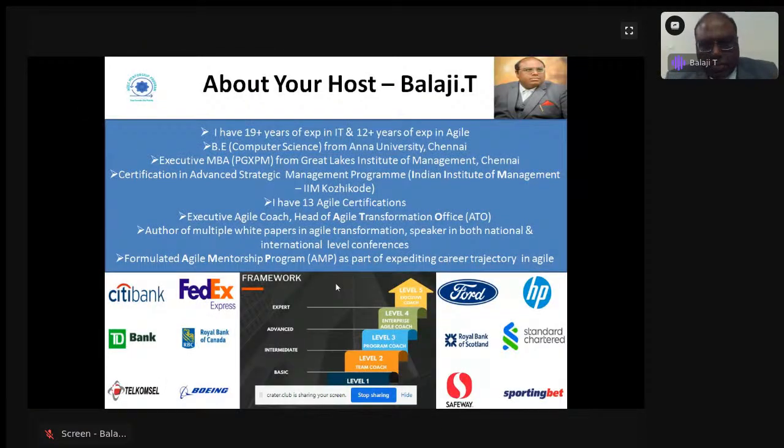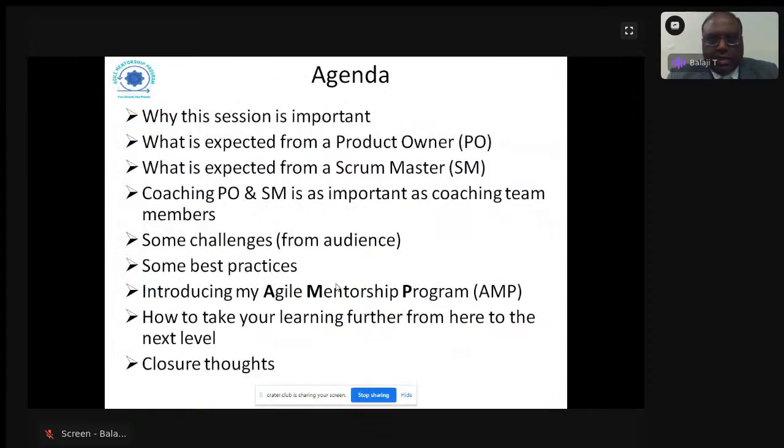To begin the session, this is a quick introduction about myself in terms of my years of experience in IT and in Agile, my educational qualifications and the Agile certifications that I have. I'm presently playing the role of an executive Agile coach and also heading the Agile transformation office. I have written multiple white papers on Agile, and I have also participated in both national level and international level conferences in the past. I also formulated an Agile mentorship program to expedite the career trajectory for aspirants who are interested in Agile. These are some of the clients with whom I have worked in the past as a part of my corporate experience, and this is the framework we have formulated for the Agile mentorship program, which I will cover later. So we'll just go to the agenda.